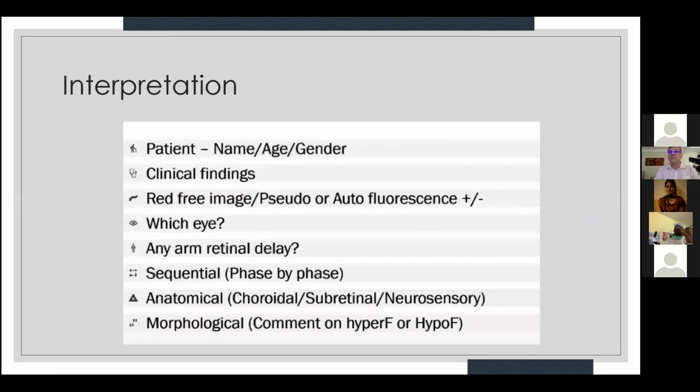The patient was treated. So when you are given a fundus fluorescein angiographic picture, always make sure that the name, age, and gender are already there.